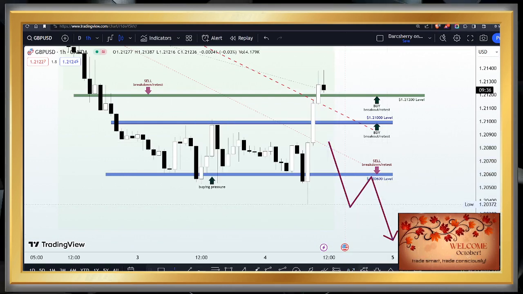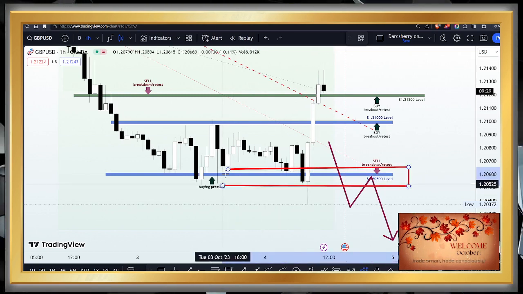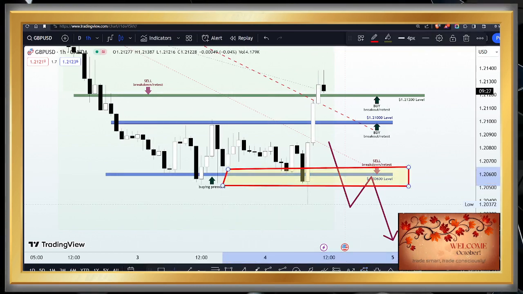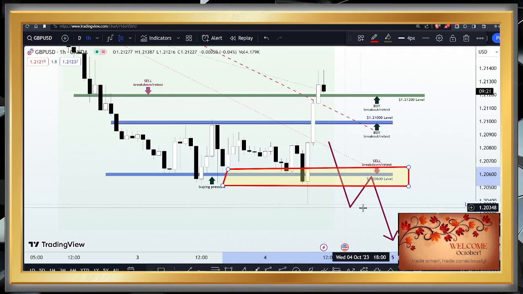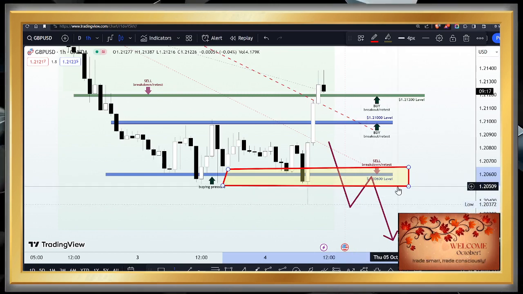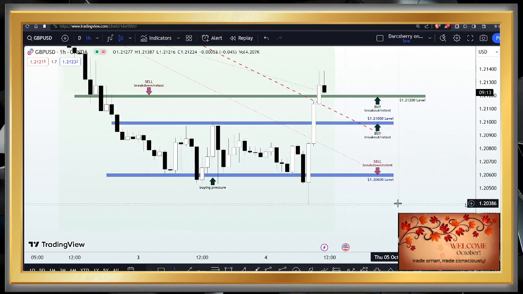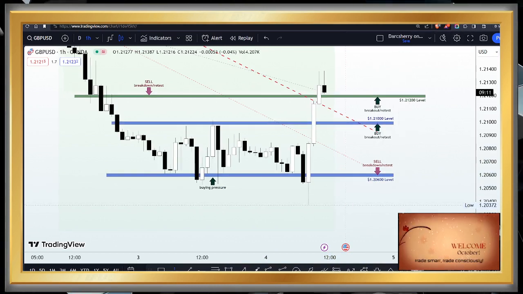So what this simply means is that I will not be selling the GBPUSD unless price breaks down and retests the 1.2060 area. So that is where we want to be positioning ourselves for any selling opportunities in this market. So this is my view here on the GBPUSD for today. So you want to be marking out these levels, and let's see how the market will play out going forward.